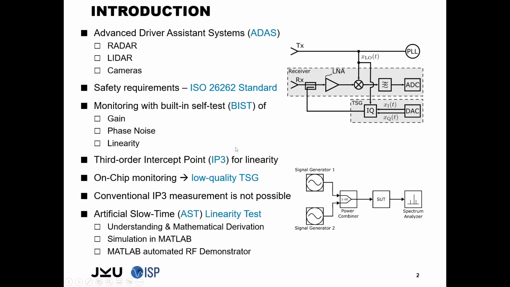And one approach is the artificial slow time, or short AST Linearity Test. It was developed by my supervisor, Matthias Wagner, and in my bachelor thesis, my main tasks are to understand the AST Linearity Test, mathematically derive it, simulate the principle in MATLAB, and then prove the practical implementation with a MATLAB Automated RF-Demonstrator.